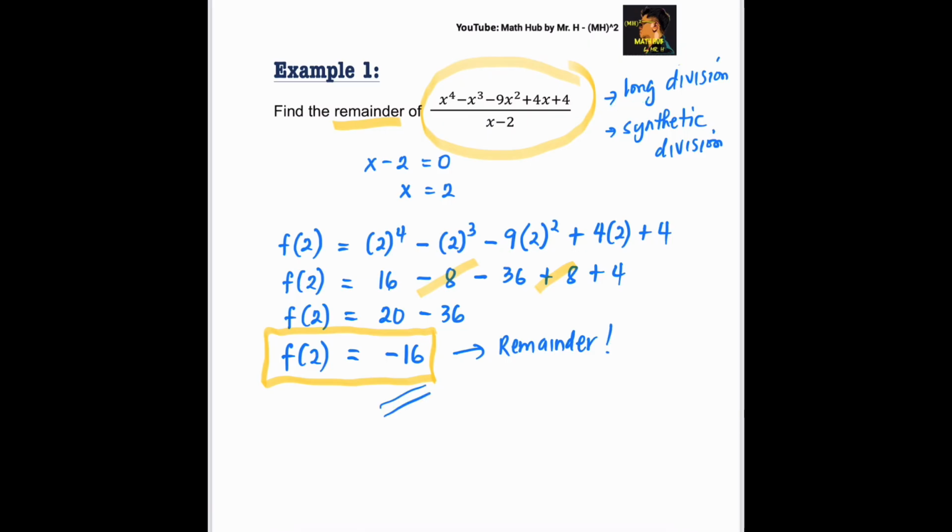And the second thing that this answer tells us is that since there is a remainder, we can conclude that this divisor of x minus 2 is actually not a factor of x to the power of 4 minus x cubed minus 9x squared plus 4x plus 4. All right?